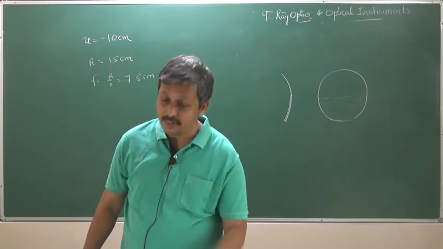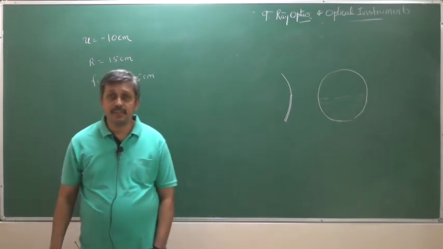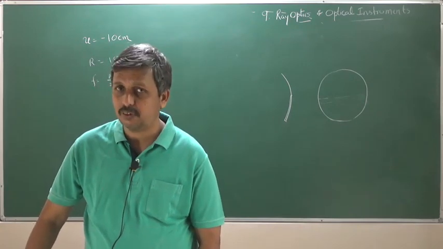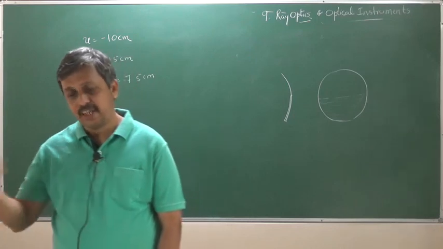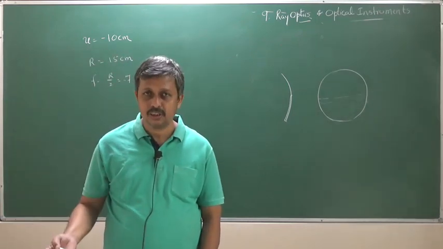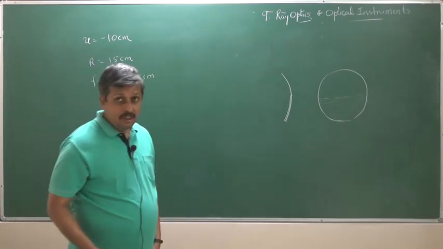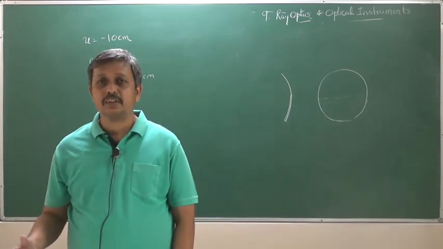So the answer is that you may think only half the object will come, and that is completely wrong actually. The whole object comes as an image. The image will be exactly like the object, not half of the object or anything. However, the intensity of the image will be less, because of the amount of light that comes and joins.